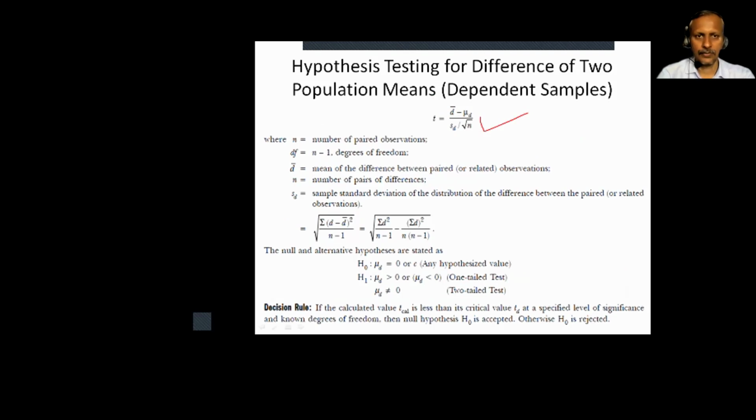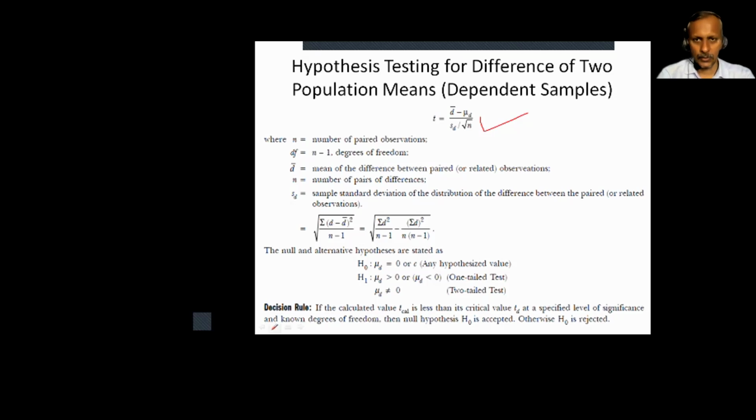So here, the summation of (d minus d bar) squared divided by n minus 1, that is, the square root of this. That can be broken down again into the square root of the summation of d squared divided by n minus 1, minus the summation of d whole squared divided by n into n minus 1.